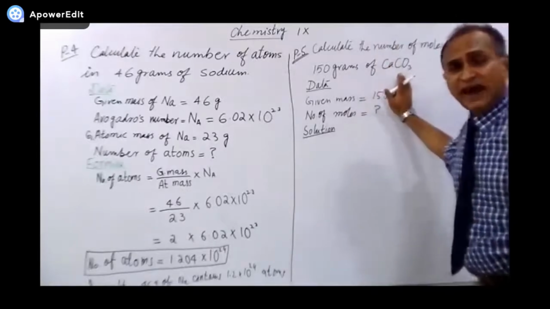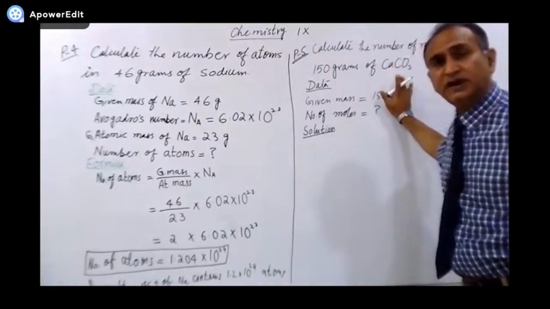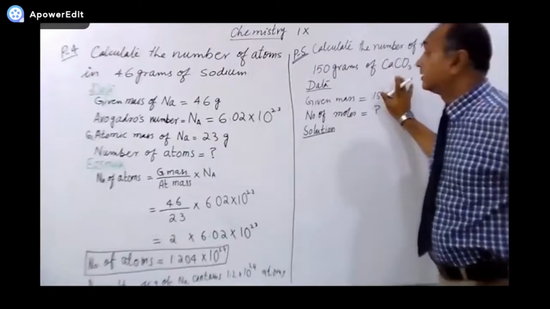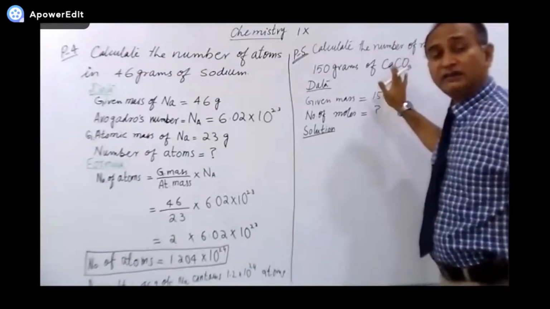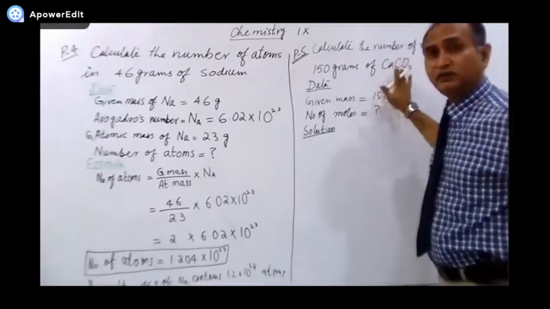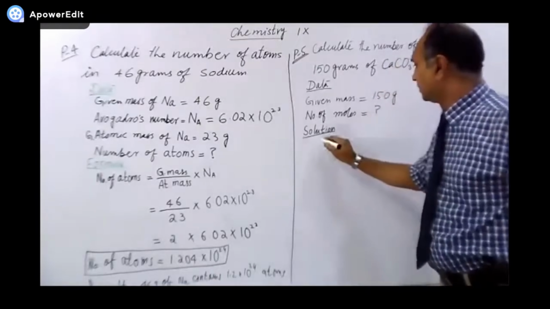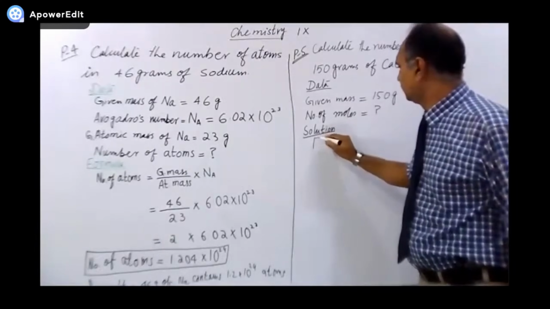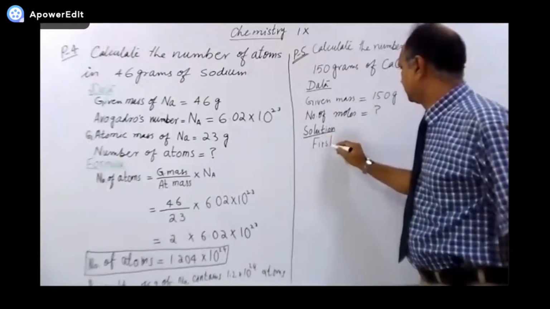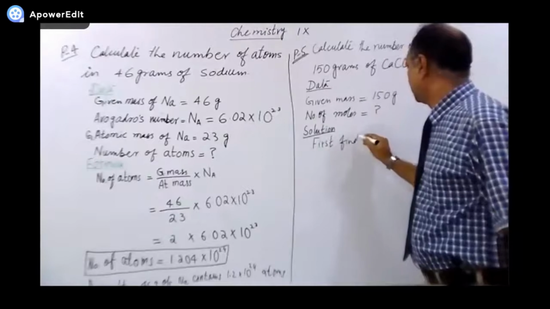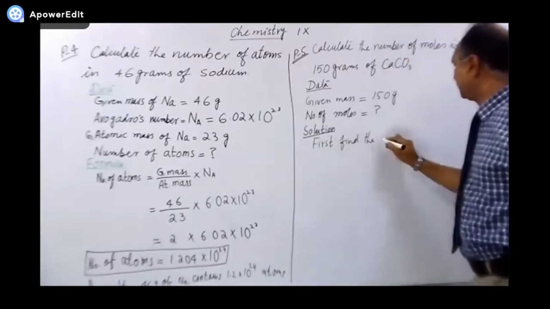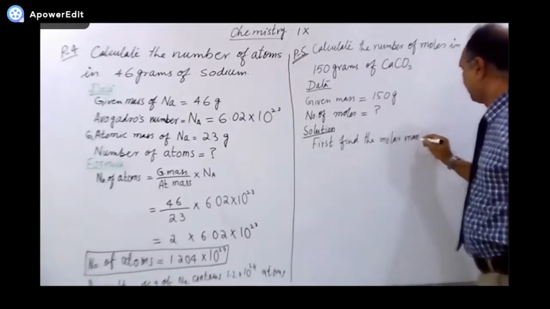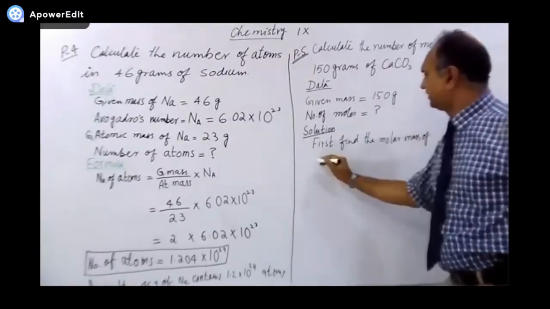Calcium carbonate is an element or a compound? Correct, it's a compound. Compound means you should find its formula mass first, its molar mass first. Okay? So I write here, first find the molar mass of CaCO3.